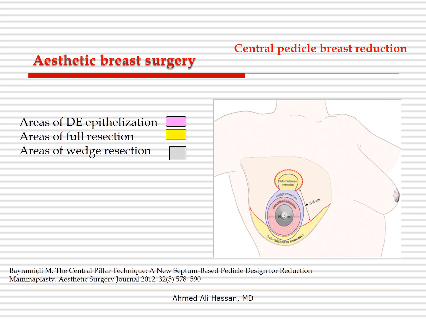This is a very quick idea about the central pillar or central pedicle for a breast reduction or a breast reduction mastopexy.